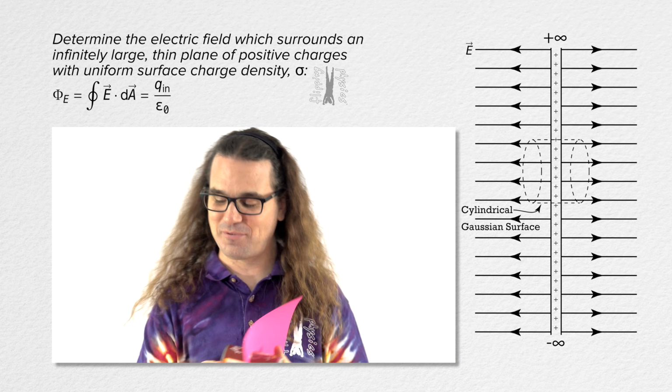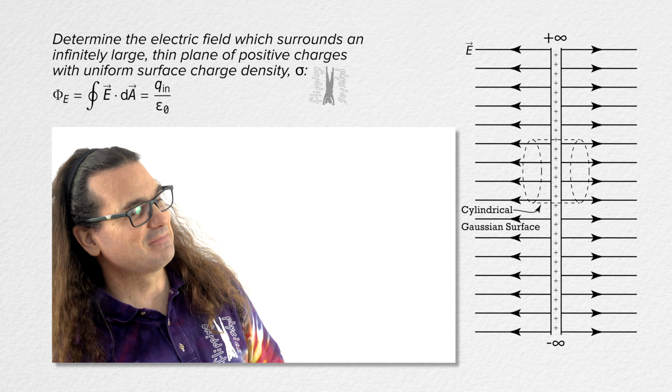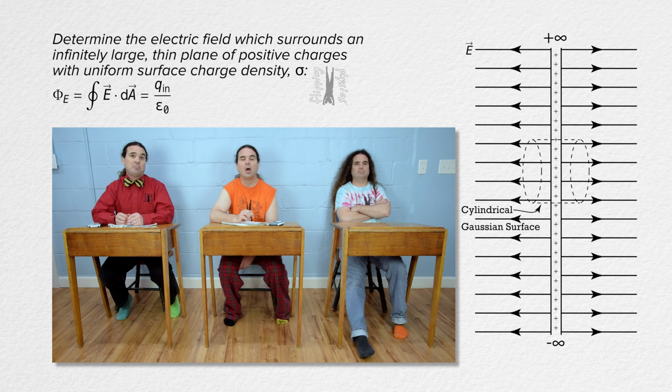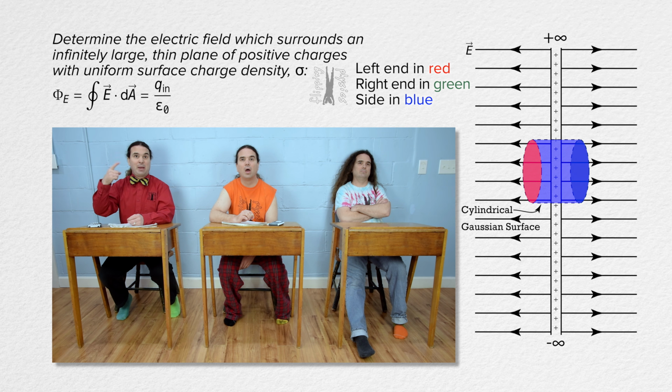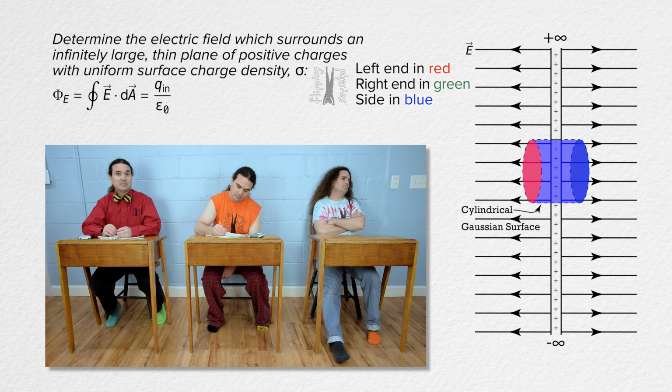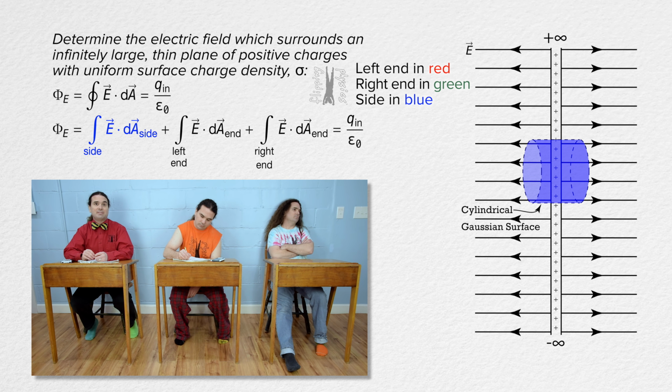Billy, please solve for the electric field in this case. Absolutely. The imaginary closed Gaussian cylindrical surface is made up of three surfaces: the two ends of the cylinder and the side of the cylinder, which wraps all the way around the cylinder. That means the electric flux through the imaginary closed Gaussian cylindrical surface equals the electric flux through the side of the cylinder plus the electric flux through the left end of the cylinder plus the electric flux through the right end of the cylinder.